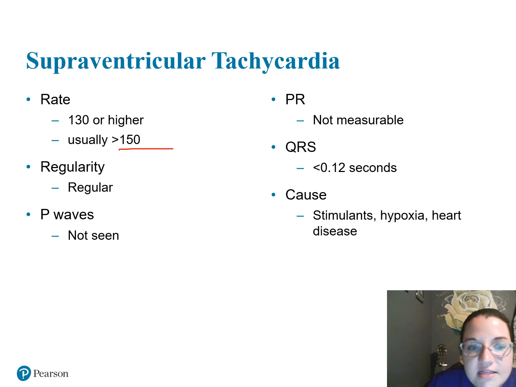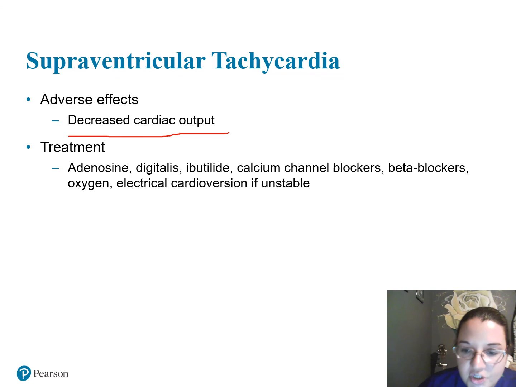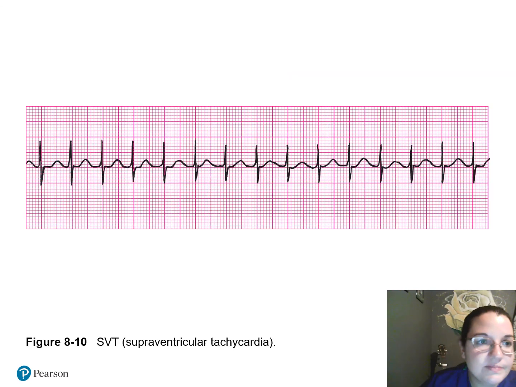And what causes me to have a super fast heart? Stimulants, hypoxia, or heart disease. What are the adverse effects? If you don't know it by now, you should. Decreased cardiac output. How do we treat SVT? We're going to give them adenosine, digitalis, ibutilide, calcium channel blockers, beta blockers, oxygen, or we're going to electrocardiovert if unstable. This is your discussion question. Make sure you read up on it so that you can answer it accurately.